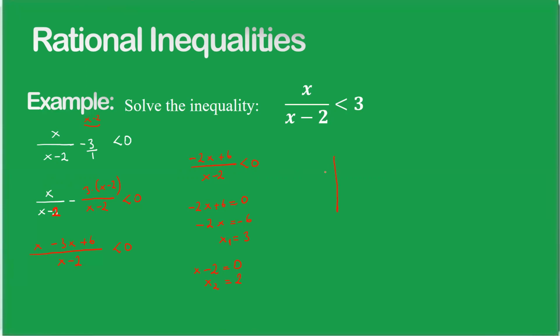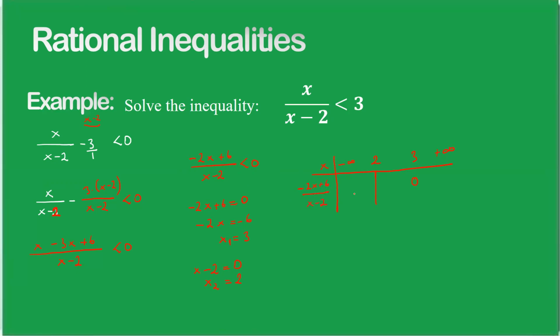Now let's show them on the table. x from minus infinity, 2 is lower than 3, so it is 2 and 3, and plus infinity. Which value makes it undefined? The number 2 makes it undefined. Let's draw a line segment, and here 0. So what should we write here? We have to write this expression, minus 2x plus 6 over x minus 2.